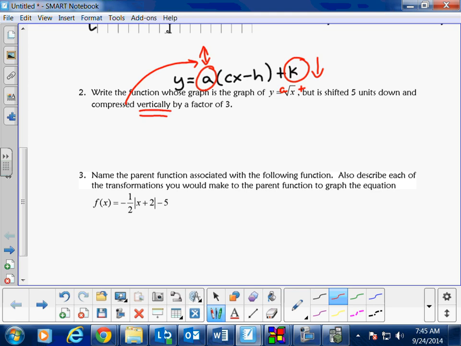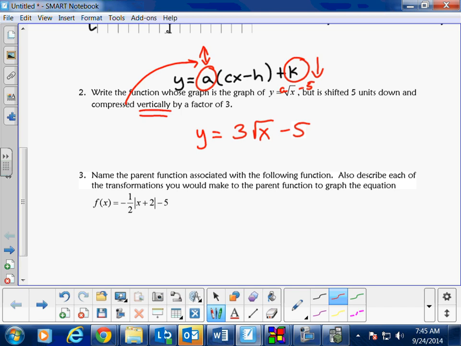Actually, it wants to be shifted down, right? So that's not going to be a plus. It's going to be a minus. It's going to be a minus 5. I should probably put minus k since I put the other one in A. But in our case, the answer would be this. This causes compression of a factor of 3, the square root of x, minus 5. This causes a shift down. So in itself, I went ahead and answered that question.